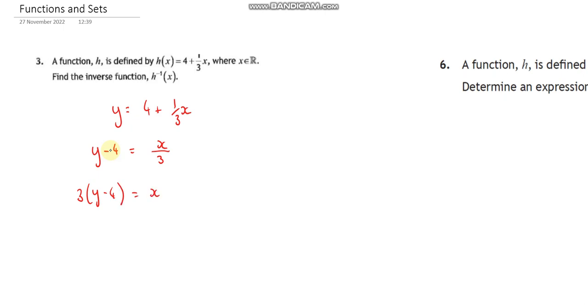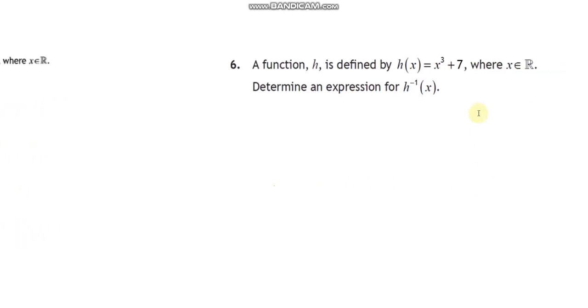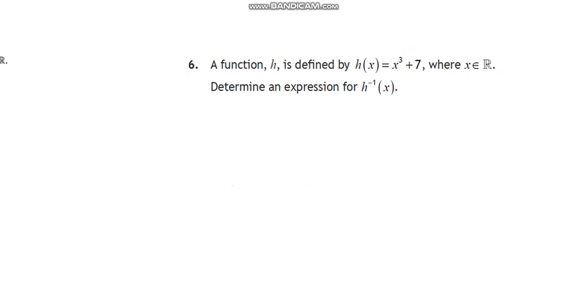And our final step is then to say, okay, well that means that h to the negative 1 of x is equal to 3 times (x take away 4), and we change y to x. Sorted. So all you're doing is rearranging to make x the subject. You've just got to watch out for some notation. So yeah, not too bad. That was 3 marks for that question. Pretty nice. Let's do the same again, but this time a slightly trickier function.